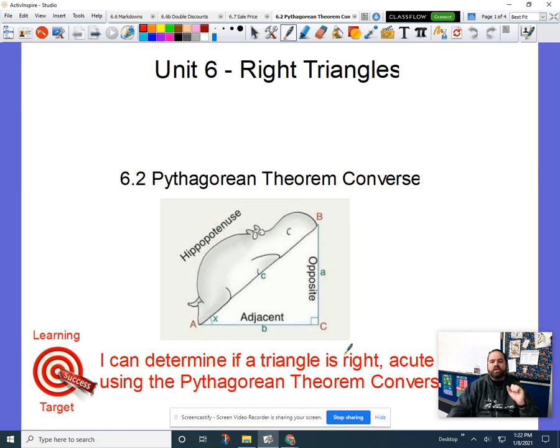So what you need to keep in the back of your mind is the biggest side is your C value. Okay, I'm going to give you a triangle. You're going to run this little test, and you're going to tell me if it's acute, right, or obtuse. Keep the biggest side off by itself when you do the math. The other two you can scramble up as the A or B.